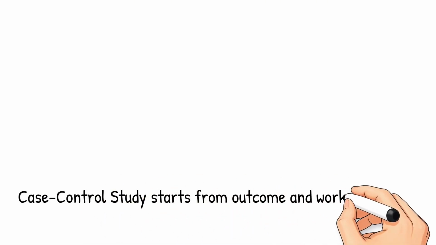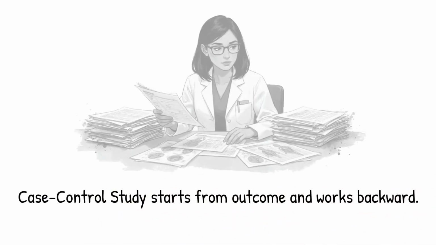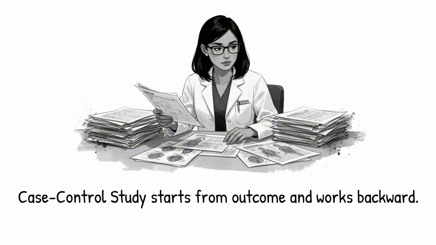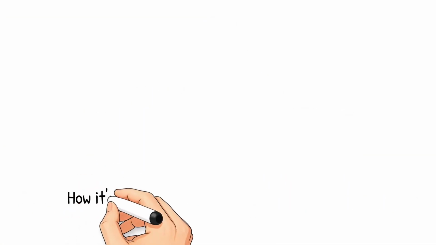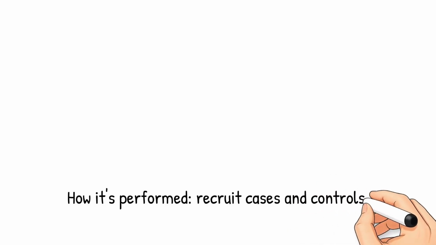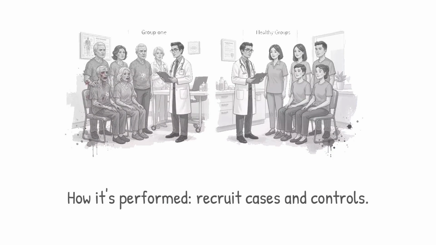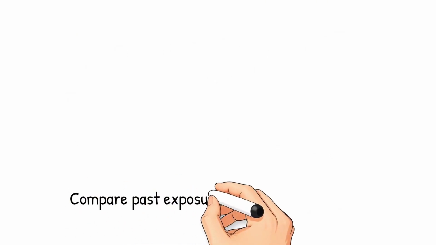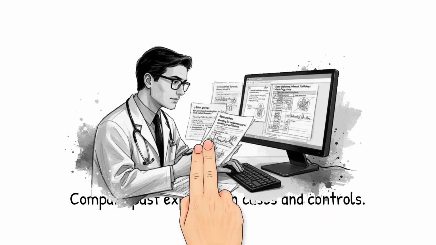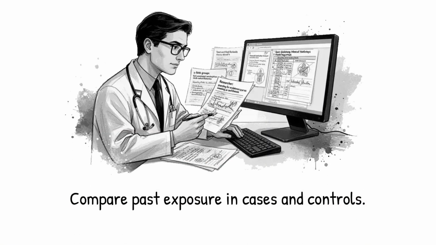This design is clever. It starts from the outcome and works backward, always observational. How it is performed. Recruit two groups: the cases, people who already have the disease; the controls, people who do not, matched for age and gender. Then look back at the history of both groups and compare their past exposure to the risk factor. The aim: to identify risk factors for disease.